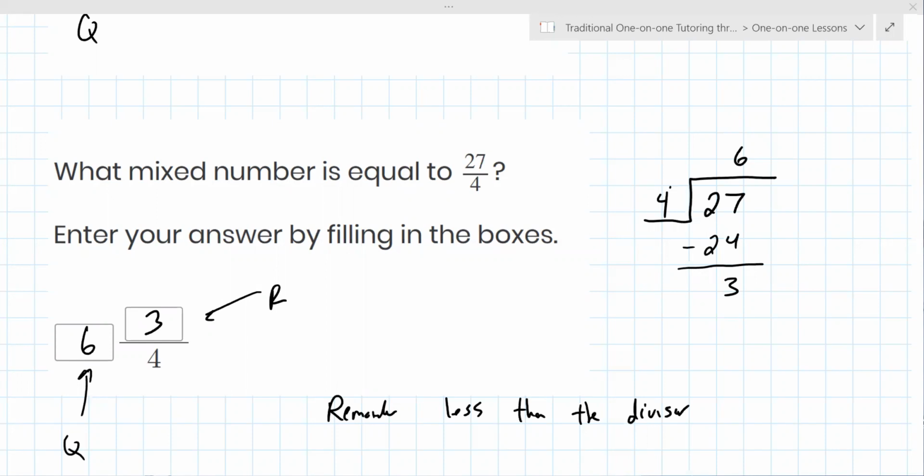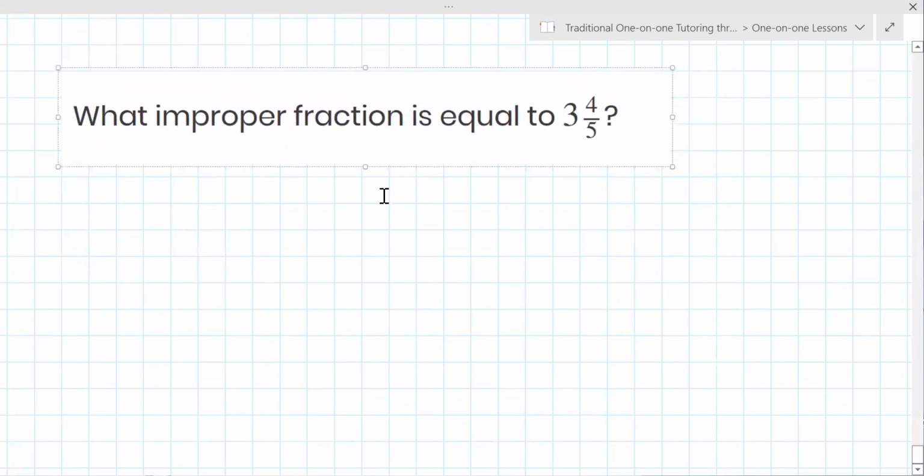Okay. So now let's go the other direction. And you're like, what do you mean by that? Let's go the other direction here. So let me snip in a problem. Okay. So it says, what improper fraction is equal to 3 4/5? Okay. So let me give you the answer. And let me tell you how we get the answer.